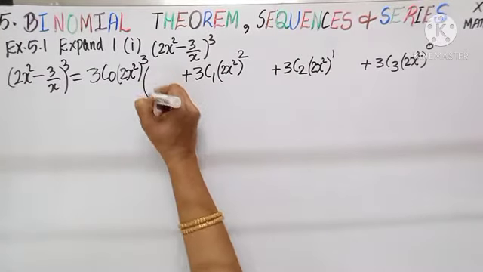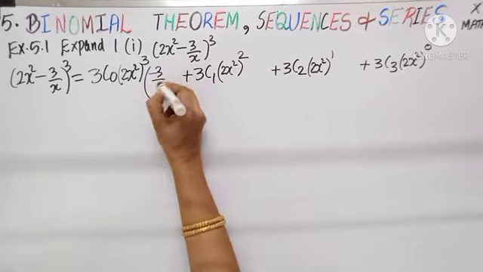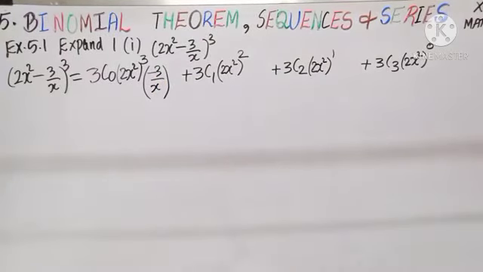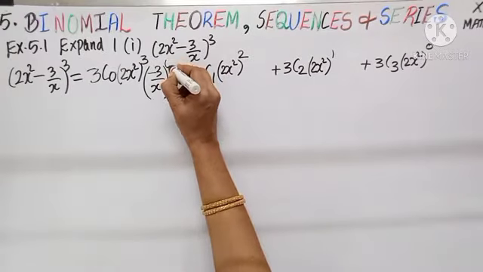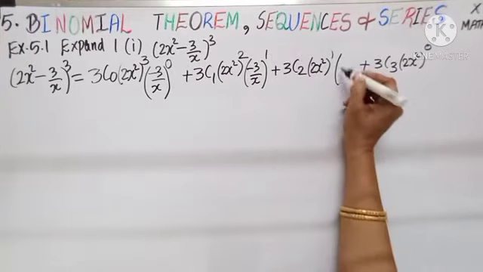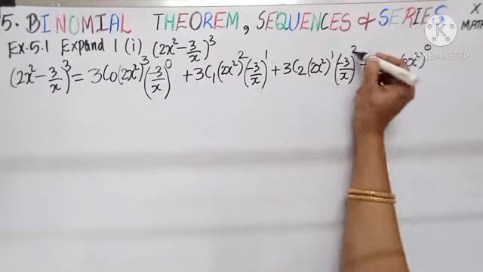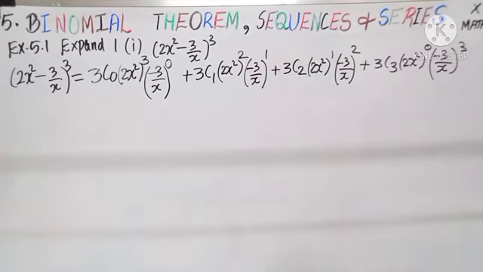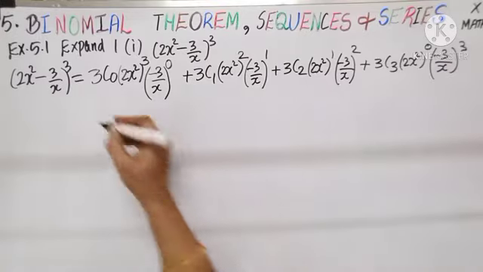Second term, it is minus 3 by x. Read it along with the symbol. Minus 3 by x, whole power 0, whole power 1, whole power 2 and finally whole power 3. Now it is ordinary expansion. Let us expand and write it.